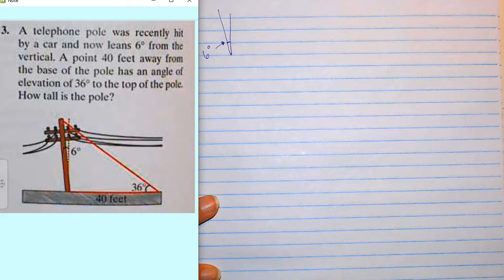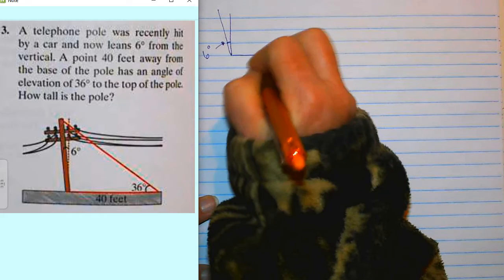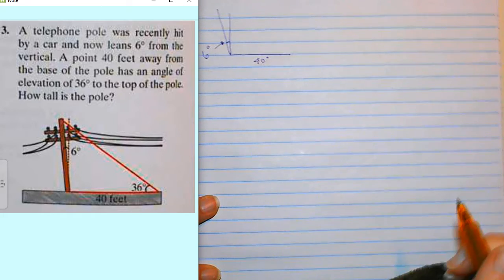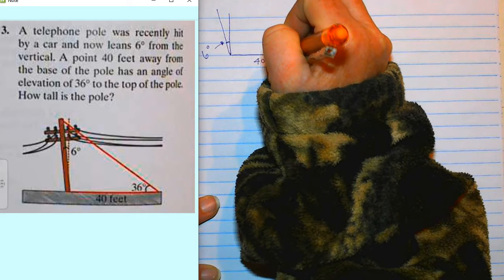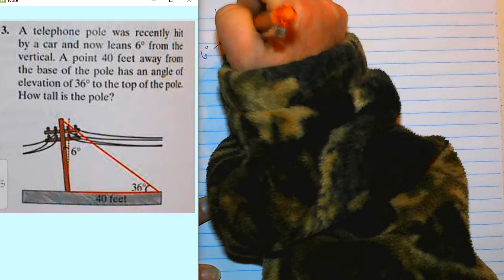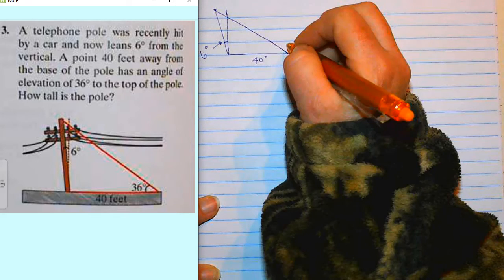A point 40 feet away from the base of the pole has an angle of elevation of 36 degrees. So we're going to go this way 40 feet, and then take our little measuring device where we can measure angles, and this angle to the top of where the pole is now, it didn't get taller, it's the same height, is 36 degrees.